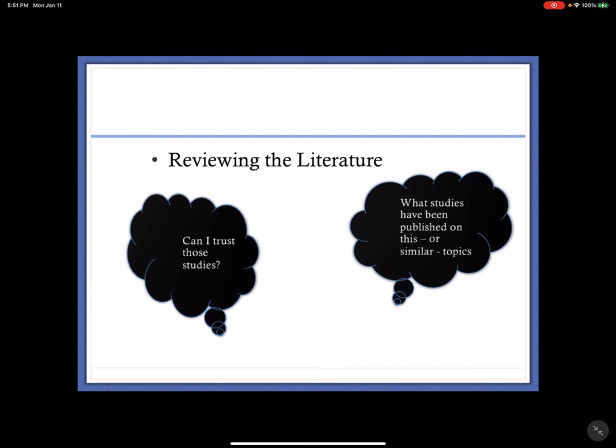So I'm going to find all of the studies I can that help point me in the right direction of my question. And sometimes I might have to reformulate my question because it has already been answered. But if you're really lucky, it's already been answered in another population or in another way. So you can tweak yours to add to that evidence. So when you review those studies, you will want to know, can you trust them? Are they good quality studies? And that's the kind of stuff you'll learn in this class.